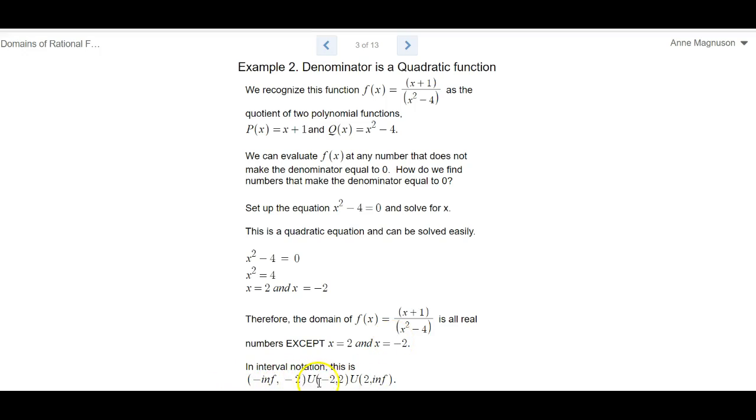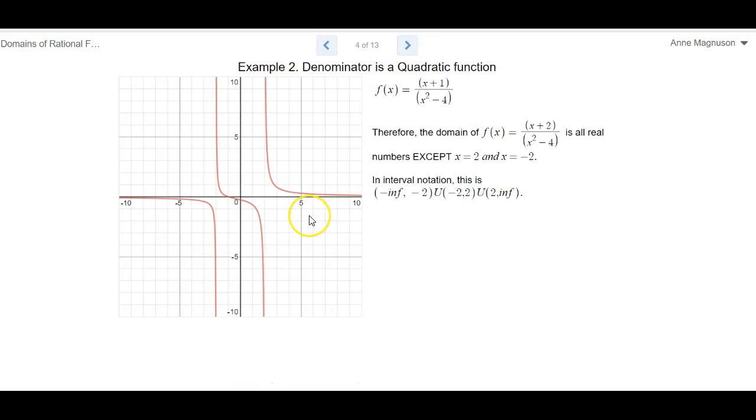And here it is in interval notation. Here's the graph. Notice it has two vertical asymptotes, one at x equals minus 2 and one at x equals 2.